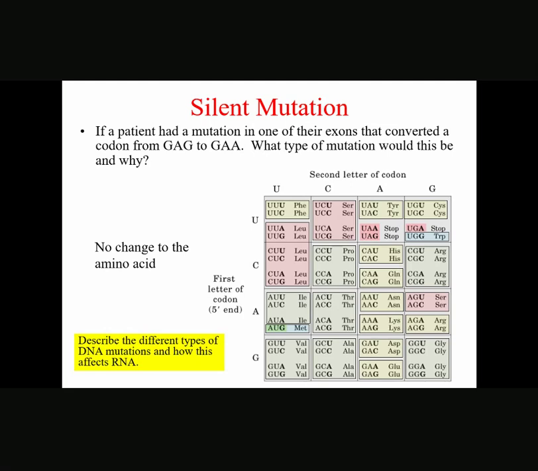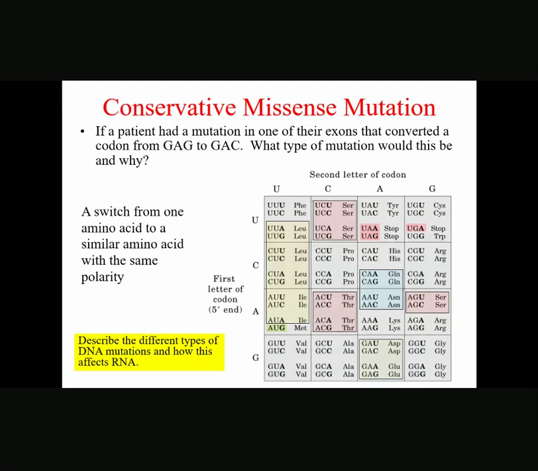So inside these boxes, notice that leucine has 6 different possibilities. Notice that methionine only gets 1 possibility. So leucine gets 6. Methionine only gets 1. Isoleucine gets 3 codes. So there's redundancy in the code. So if you make a change that doesn't change the amino acid, silent mutation. If we have a missense mutation, we've changed one to the other. Conservative means we're going from like glutamate to aspartate or leucine to isoleucine.